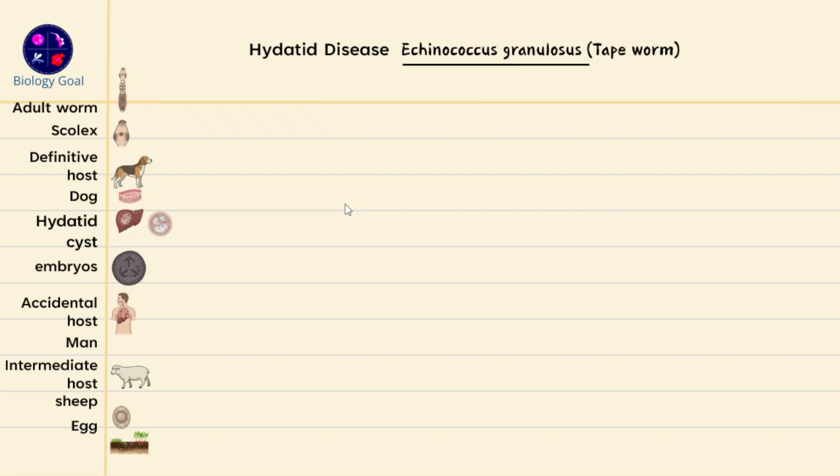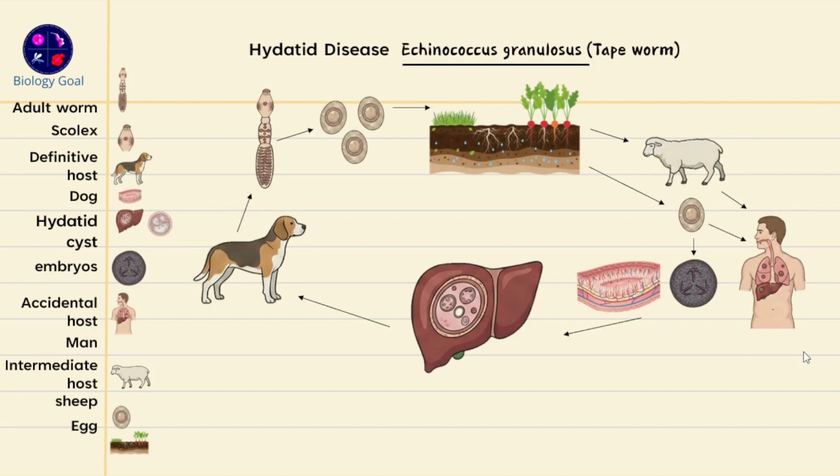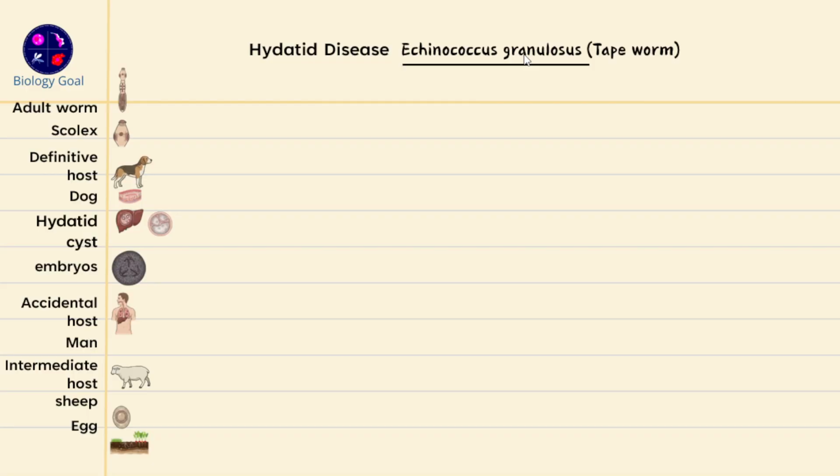Hello everyone, welcome to today's video. In this video we'll be understanding hydatid disease, which is caused by the tapeworm Echinococcus granulosus. A very important parasitic infection, and how the life cycle goes is pretty interesting. So I'll try to explain everything in a simplified way. So without any delay, let's start, right?